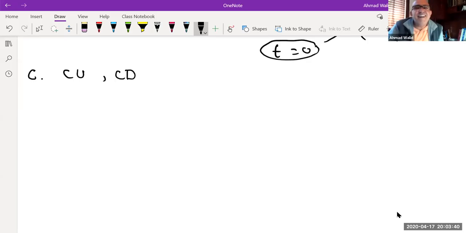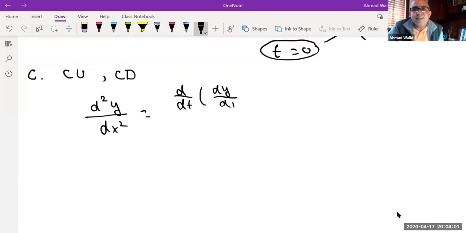Okay. And now you're looking for the second derivative of our function. The formula that I just proved for you: the second derivative is equal to d/dt of dy/dx, all over dx/dt.